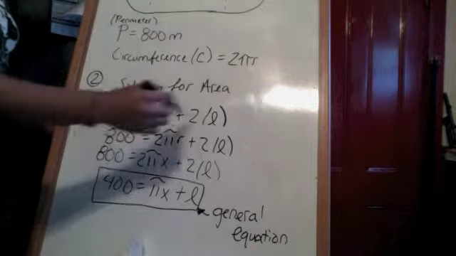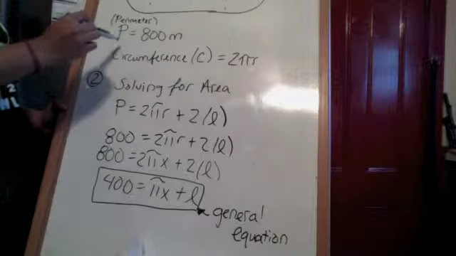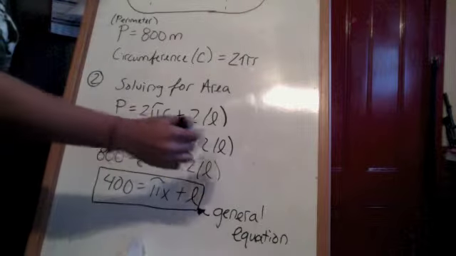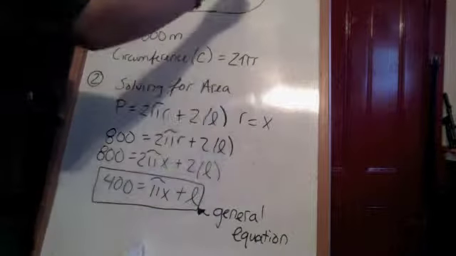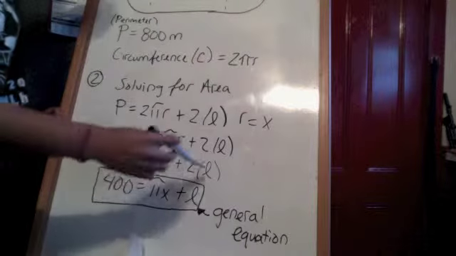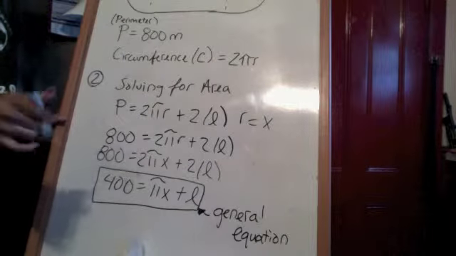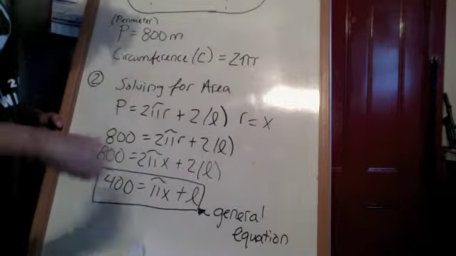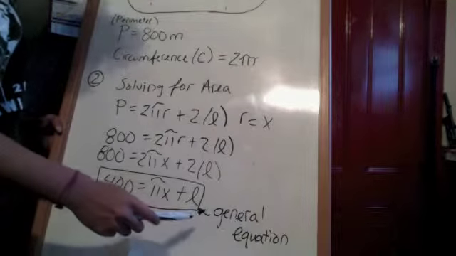Now we can plug in the information that we received from the beginning of the problem. 800 meters equals the perimeter, so we'd set 800 equal to 2 pi r plus 2L. Now we're going to plug in the r as x because L and x are the variables we are using to find the area, so we get 800 equal to 2 pi x plus 2L. And then when we cancel out the 2, a lot of people get tripped up with that. We're taking 2 out of both sides, so we get 400 equals pi x plus L, and this is the first general equation that we are going to use to find the rest of the variables.